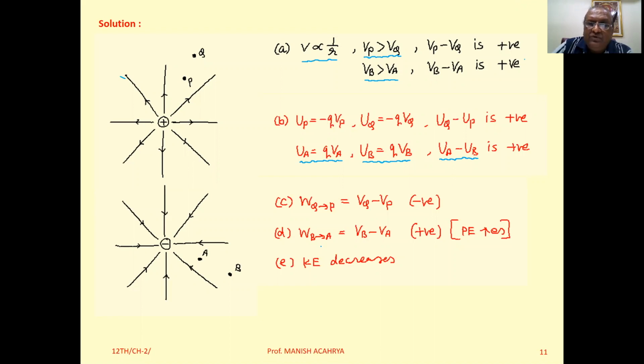In the next question, we have to move the small charge from B to A. So the total work done W from B to A is Vb minus Va. Vb is less negative compared to Va. So the answer will be positive. It implies that its potential energy increases. And if potential energy increases, then kinetic energy decreases, because the total energy remains constant. Clear to all of you?